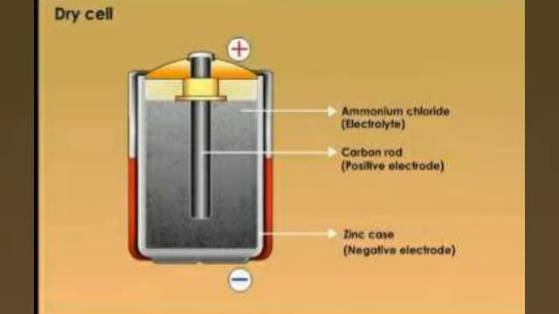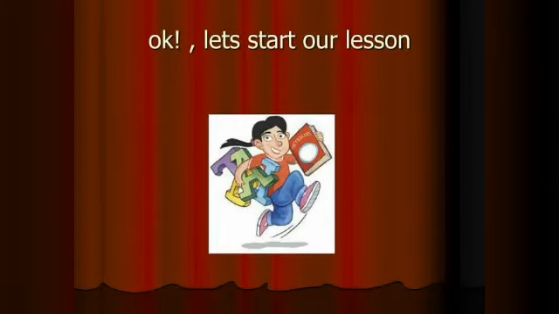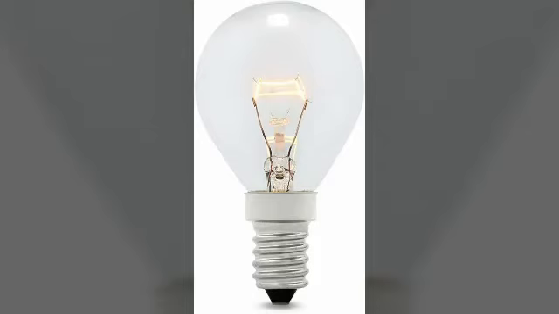Then I told you what materials they use in a battery, that is the cell, and from their reaction we get electric current. Now today I want to talk to you about two main things. I want to tell you about a bulb. If you take a bulb, as I told you, you have the terminals and you have a filament.